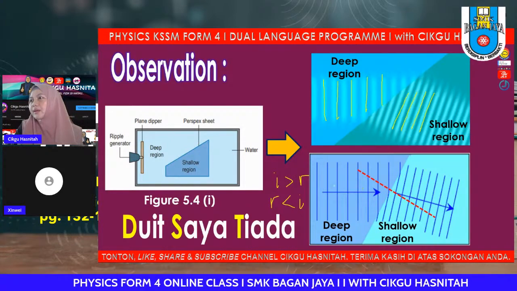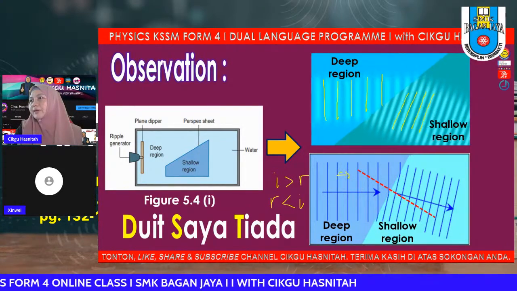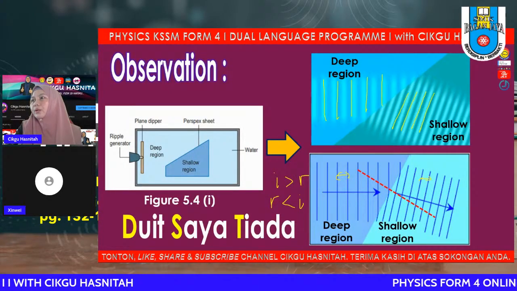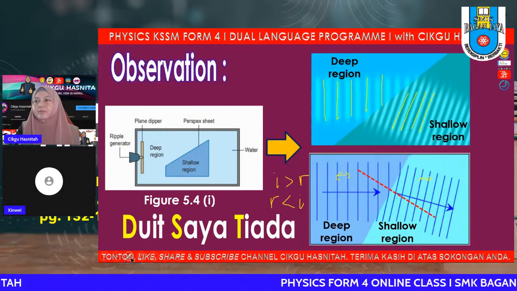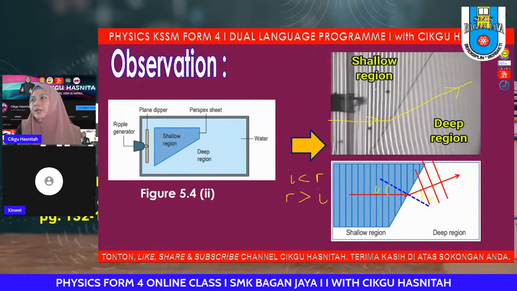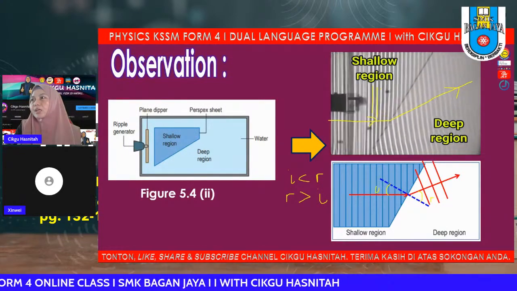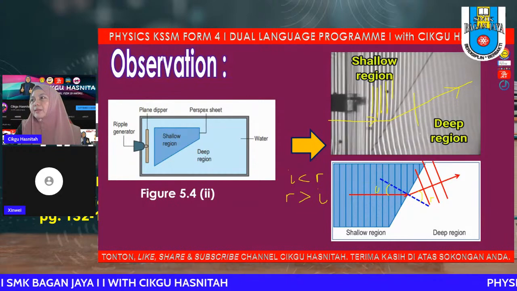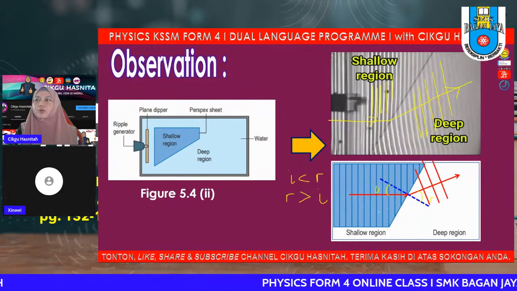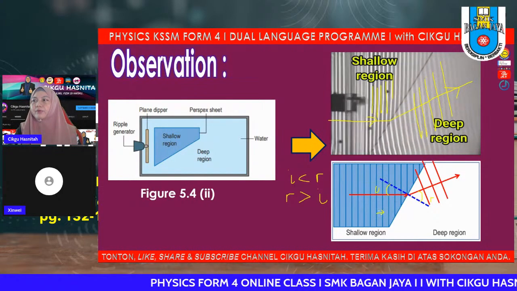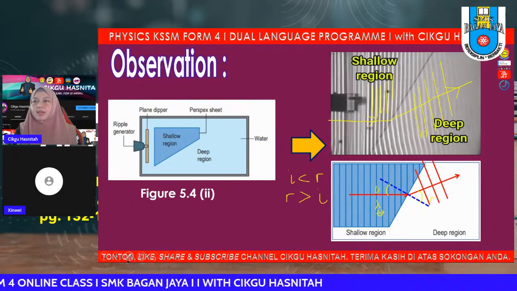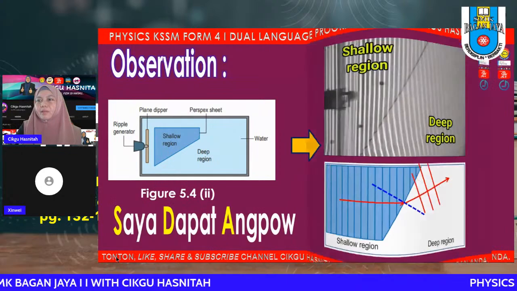Same goes here. In the deep region, the wavelength is bigger or longer, and then here, the wavelength is shorter or decreases. While for the second, from shallow to deep, you can see that in the shallow region the wavelength is smaller or shorter. And entering a deep region, you can see that the wavelength increases or is longer. As shown here, the same goes for the one below. Here, in the shallow region, the wavelength is shorter. In the deep region, the wavelength is longer.